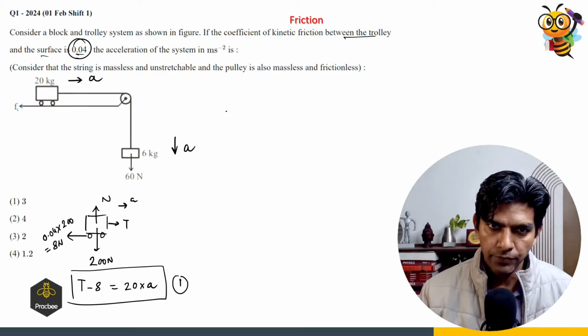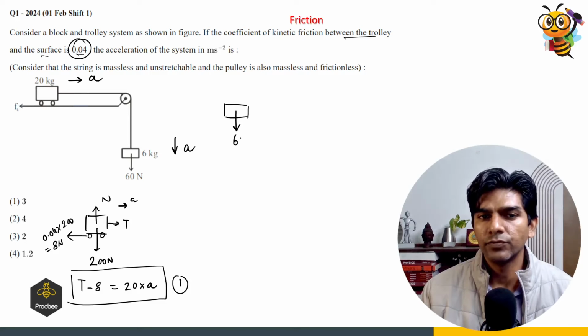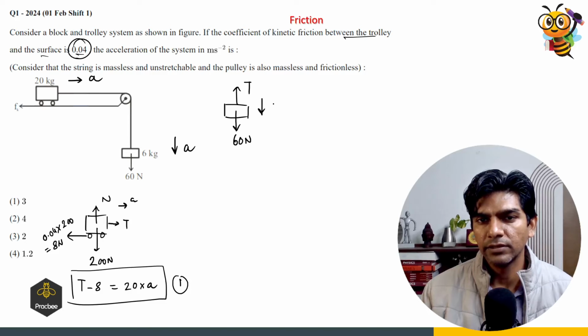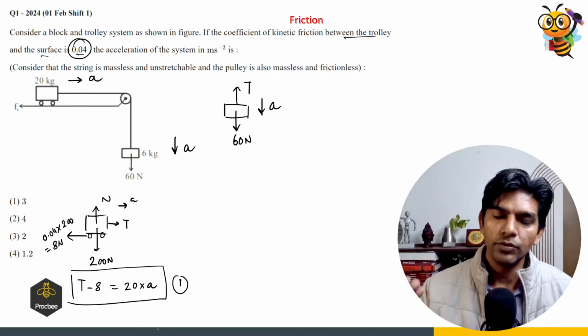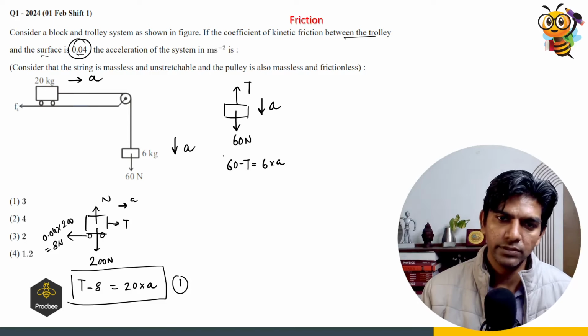Now if I draw the free body diagram of the 6 kilograms, it will experience a gravitational force of 60 Newton in the downward direction, tension is T in the upward direction, and acceleration is a in the downward direction. Now the net force in the direction of acceleration is 60 minus T, which is mass times the acceleration. So this is our second equation.